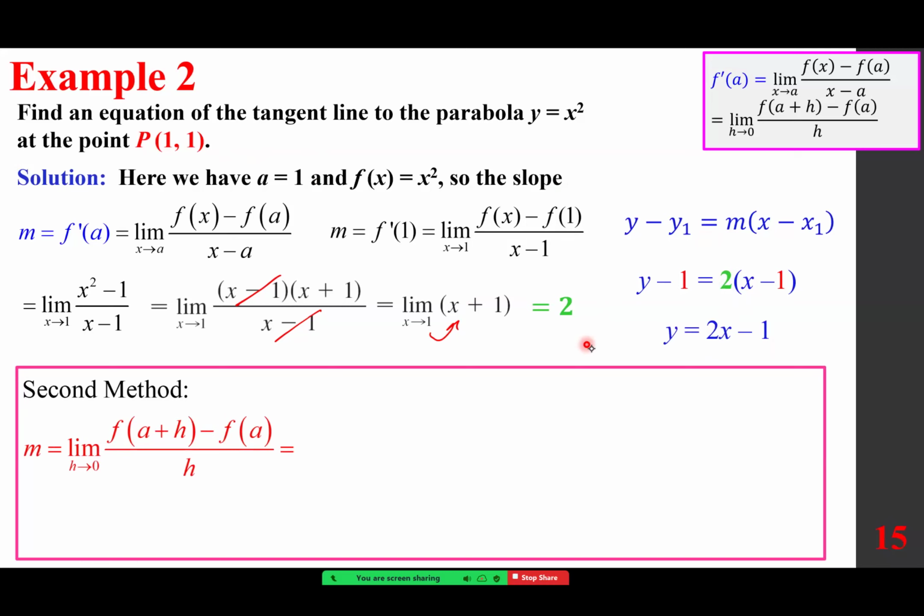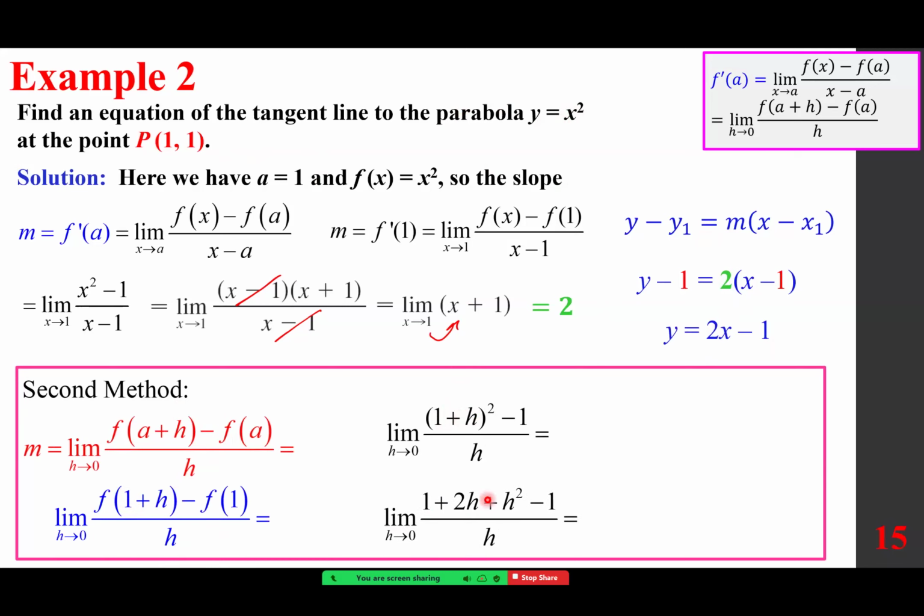We did that in class. Again, we're going to do that where a is 1. And so you want to evaluate the function at 1 plus h. So you get 1 plus h squared, and that is 1 plus 2h plus h squared.